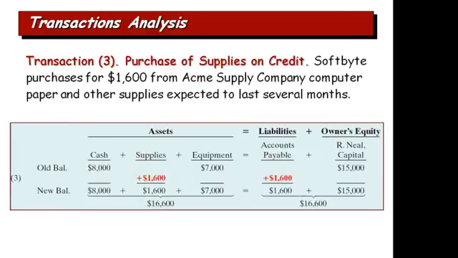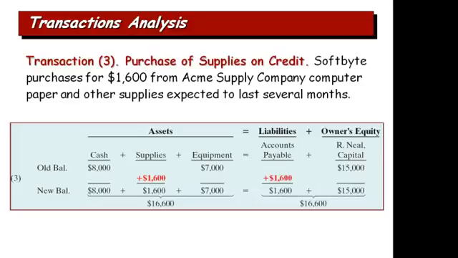Transaction number 3: purchase of supplies on credit. SoftBite purchases $1,600 from Acme Supply Company of computer paper and other supplies expected to last several months. So since it's expected to last several months, we're going to include this as an asset. As we can see in the red, we increase the asset by $1,600, and something new, accounts payable.